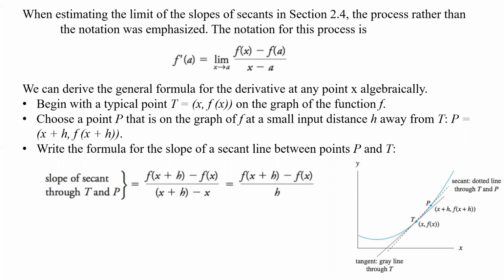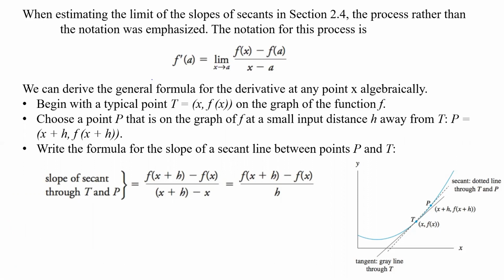When estimating the limit of slopes of secants in 2.4, it was the process rather than a notation that was emphasized. So we had our x column, x goes to 10 from the left, and then x goes to 10 from the right. Then we had our slope, and we found our limits that way. And this was our notation here, where f prime of a is equal to the limit as x goes to a of f of x minus f of a over x minus a. And that was all we really did in 2.4.